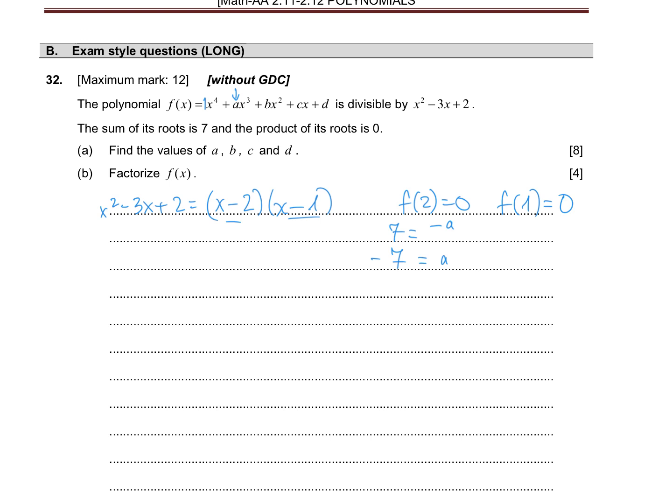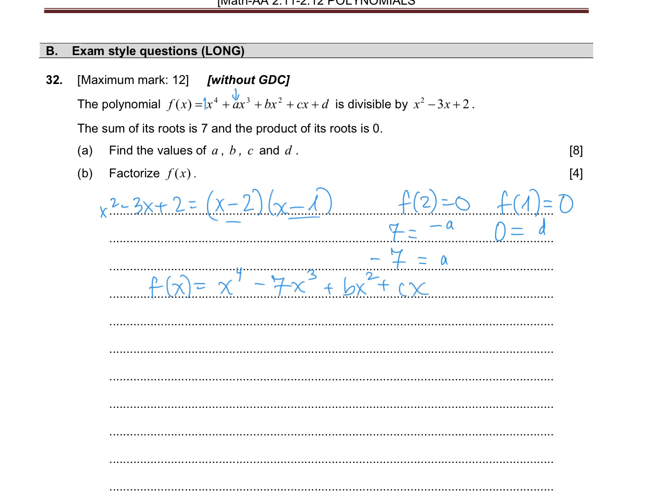Negative 7. And then the product, which is 0, equals, it's to the fourth, so it's going to be a positive. Negative 1 to the fourth is positive. The constant term over the leading coefficient 1, so d is 0. So now we can rewrite this. So we're going to have x to the fourth minus 7x cubed plus bx squared plus cx plus 0.